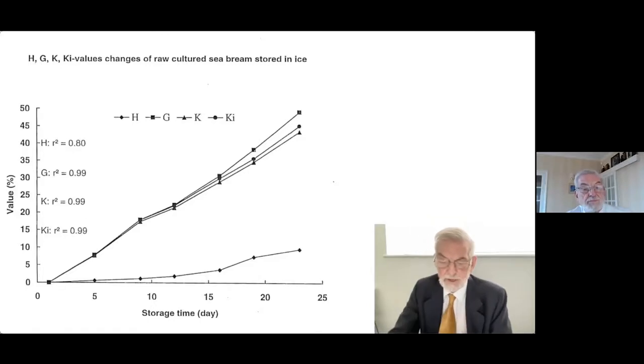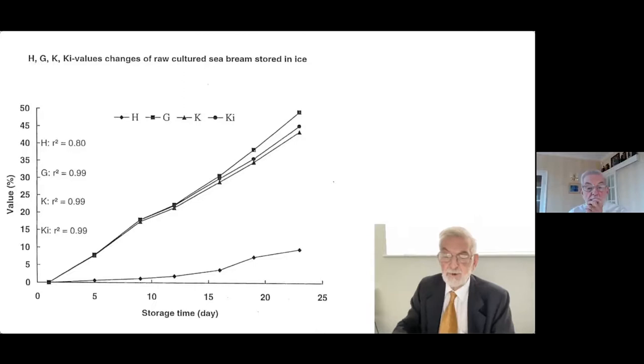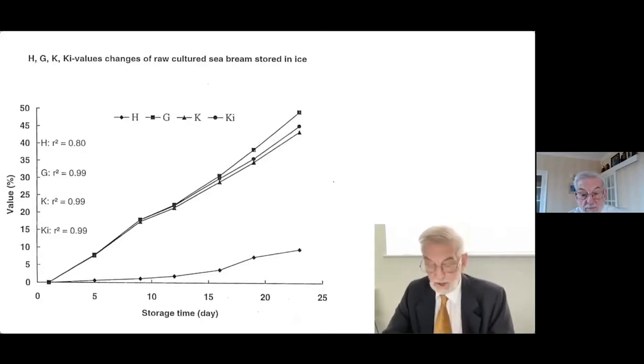Now the K value is the one with the triangles, and you can see it starts off from 0 at day 0, day 1, and it increases steadily up to just about 40% by day 23, 24. So this was cultured sea bream stored in ice, and we measured that and had a nice, pretty good linear relationship, as you can see there. This was published in the Journal of Agricultural and Food Chemistry 2002, and the reference will be at the end of this presentation.